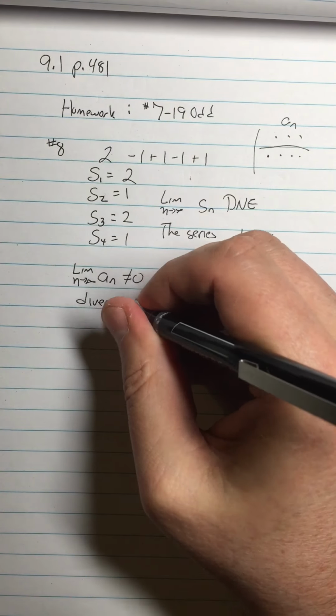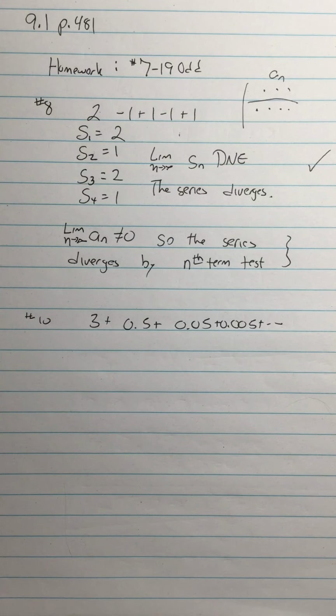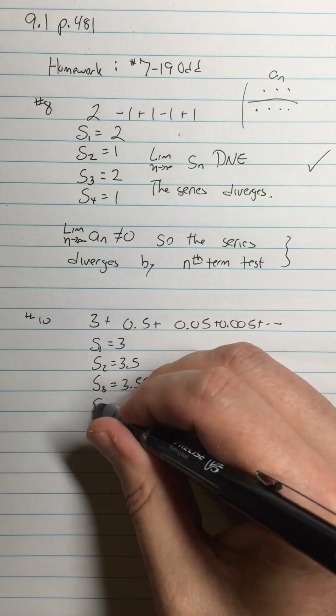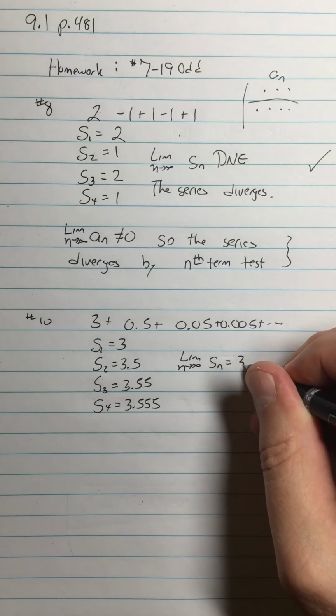All right, so let's look at number 10. From the same section, same directions, you have 3 plus 0.5 plus 0.05 plus 0.005 plus, etc. It says to look at the sequence of partial sums. There's a lot of other different things we could do, but the directions say compute the limit of the partial sums. So S sub 1 is 3, S sub 2 is 3.5, S sub 3 is 3.55, S sub 4 is 3.555. And we can see that the limit as n approaches infinity of S sub n is equal to 3.5 repeating.